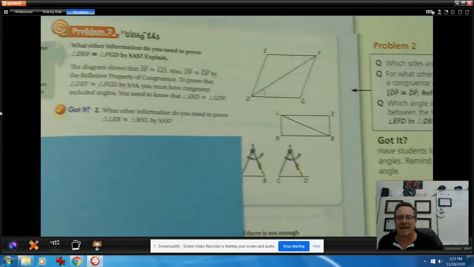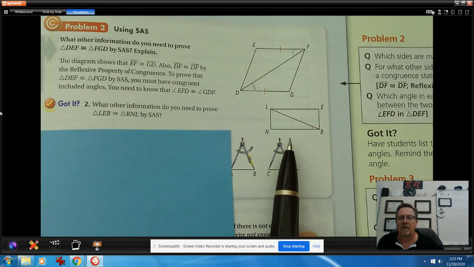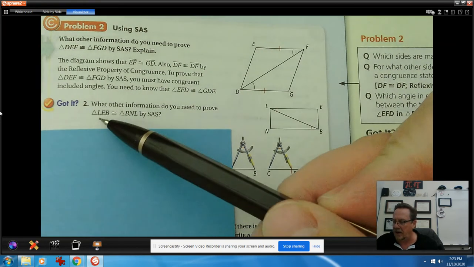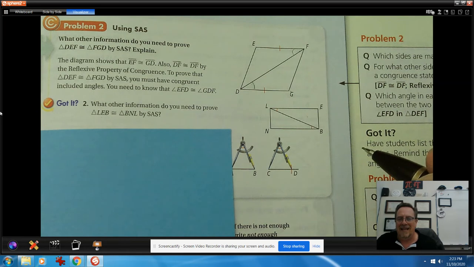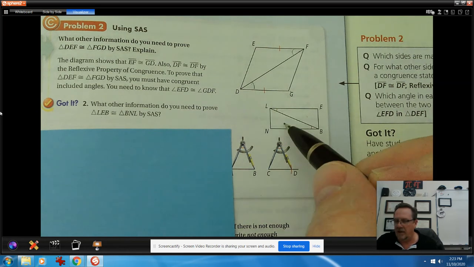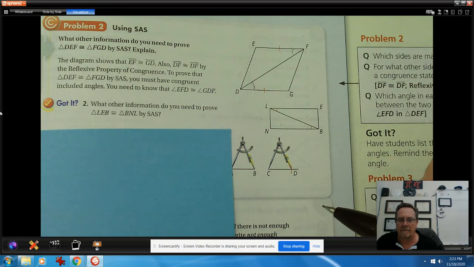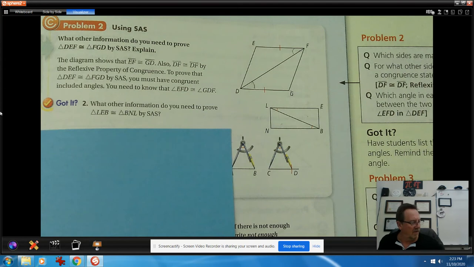Take a look at this one. What other information do we need to prove that triangle LEB is congruent to triangle BNL? So, think about what triangles these are. LEB is this top triangle right here, being congruent to BNL, this triangle that's down here. What missing information would I need to say that those triangles are congruent?